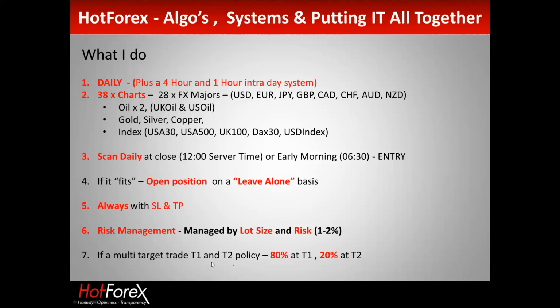And then most of the time there will be 2 targets on it if something triggers. The way it approaches that is 80% of the risk is taken off if we get to target 1, leaving 20% on to get to target 2. Most trades are taken at the same time. If it's against the trend, I tend to only have one target. Again, I'll come on to that, so whether it's with or against the higher time frame trends.